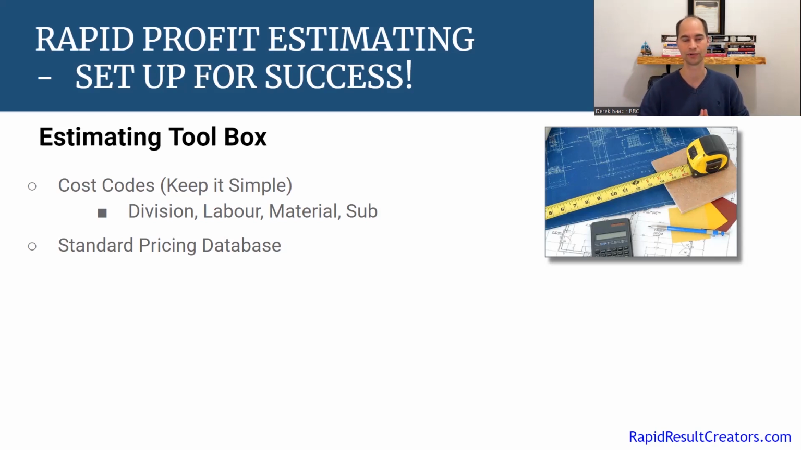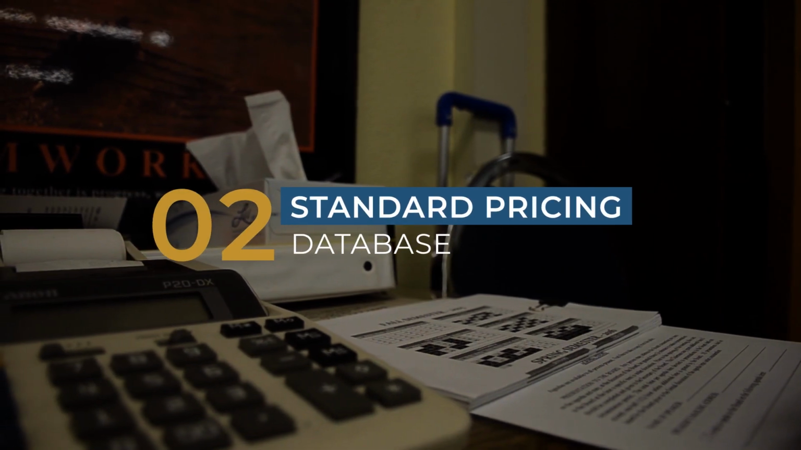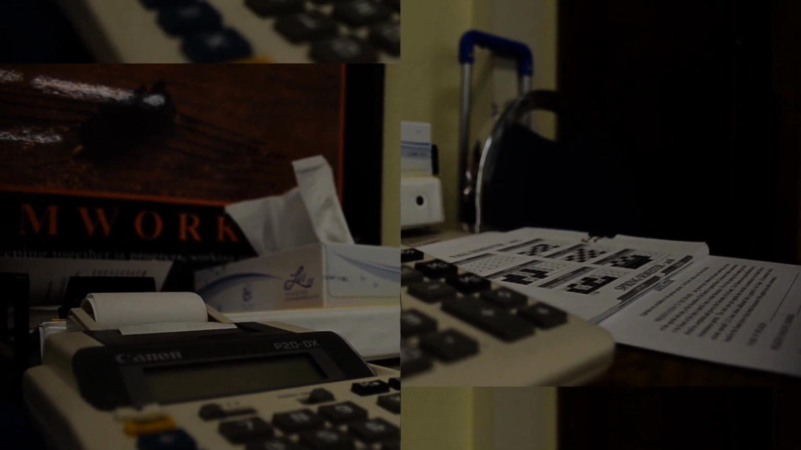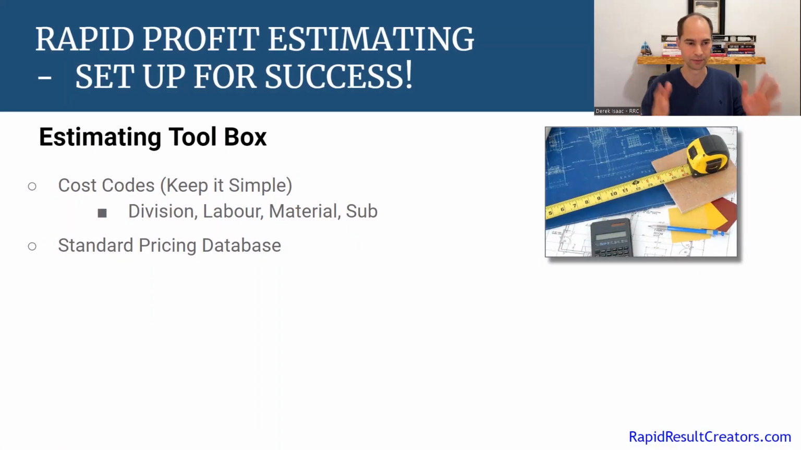Next thing you're going to want to get in place for a really fast estimating system is your standard pricing database. So again, if you've got project management software, using like Buildertrend or Contractor Foreman or Procore or whatever, you're going to have this built into your software. If you're using some other system, even just a spreadsheet, you should have a standard pricing database.